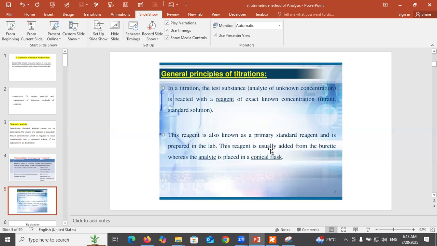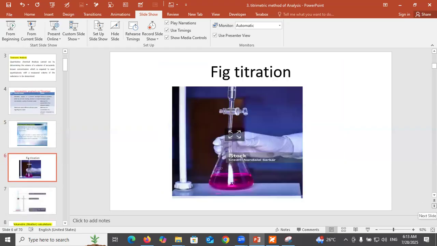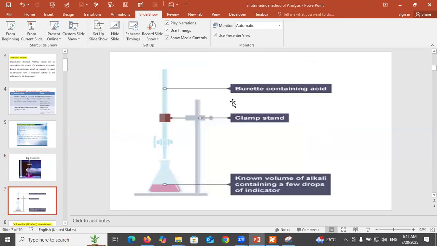This reagent is usually added from the burette, whereas the analyte is placed in a conical flask. See this figure: burette, conical flask. Burette containing acid, clamp, known volume of alkali containing a few drops of indicator.